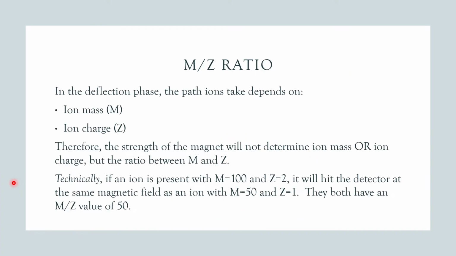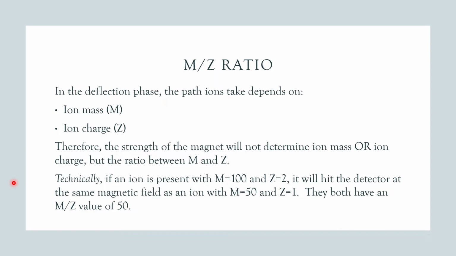Something else that I really want to highlight is the units that were on the x-axis, and that was an m/z or mz ratio. So in the deflection phase that we were talking about before with the electromagnet, the path the ion takes doesn't just depend on the ion's mass, but it also depends on the ion charge. So the idea is that the strength of the magnet will not be able to determine ion mass or ion charge, but just the ratio between the two.